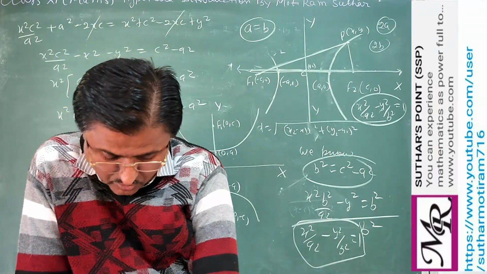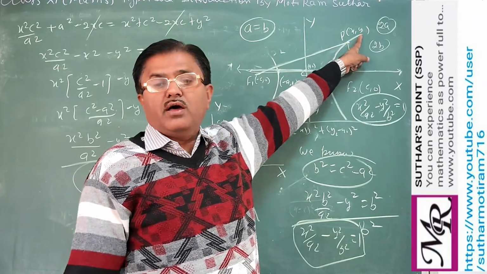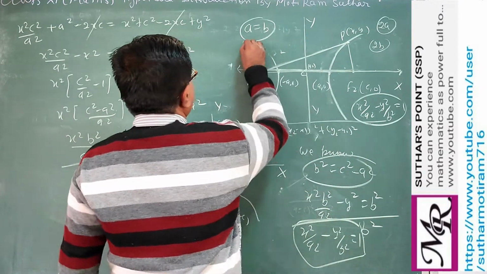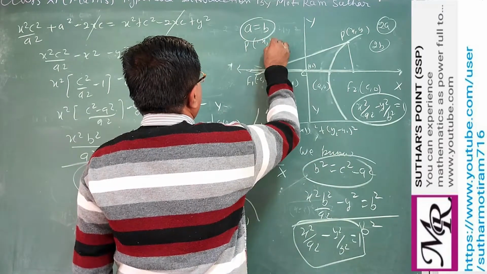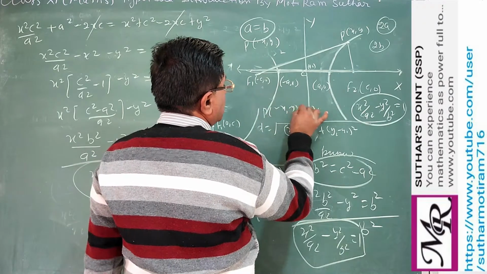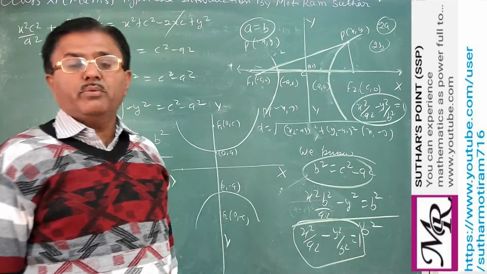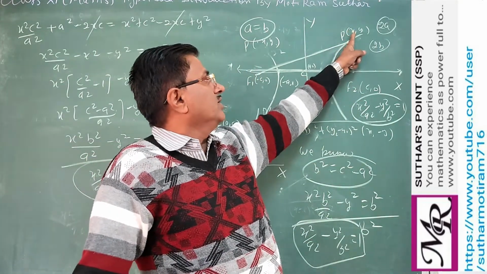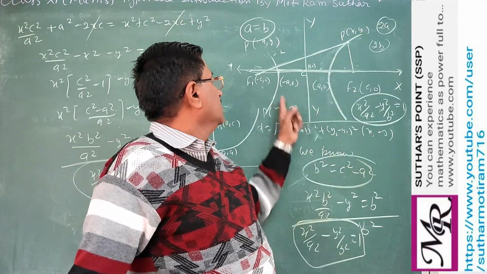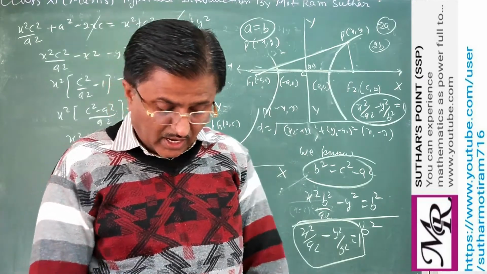If (x, y) is a point on the hyperbola, say P(x, y) is a point on the hyperbola, then the corresponding points (-x, y), (-x, -y) or (x, -y) will also lie on the hyperbola. Any point with coordinates x and y lies on the hyperbola, then these corresponding points also lie on it due to the symmetry of the hyperbola.